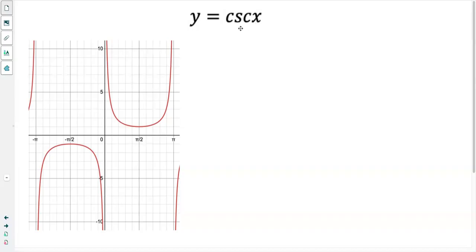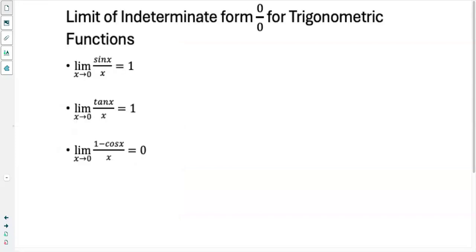Now, for the most part, we won't deal with these ones that are going to opposite signs. Instead, we're going to be looking at limits of indeterminate form 0 over 0 for trig functions. I have three limits listed here, and on the next few pages, we will prove each of these. We've got our limit as x goes to 0 of sine x over x equals 1. We know from our graph of sine that as x approaches 0, sine is going to equal 0, and that's divided by 0, so that'd be our 0 over 0.